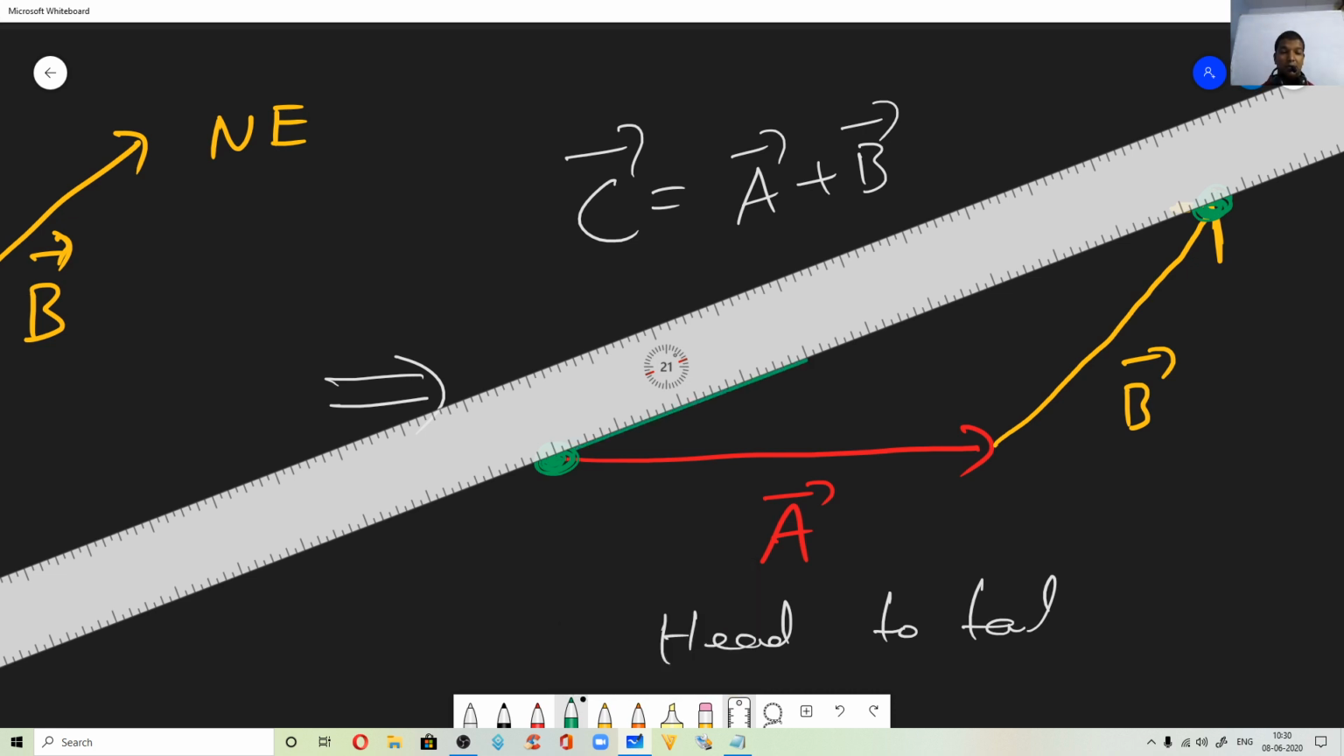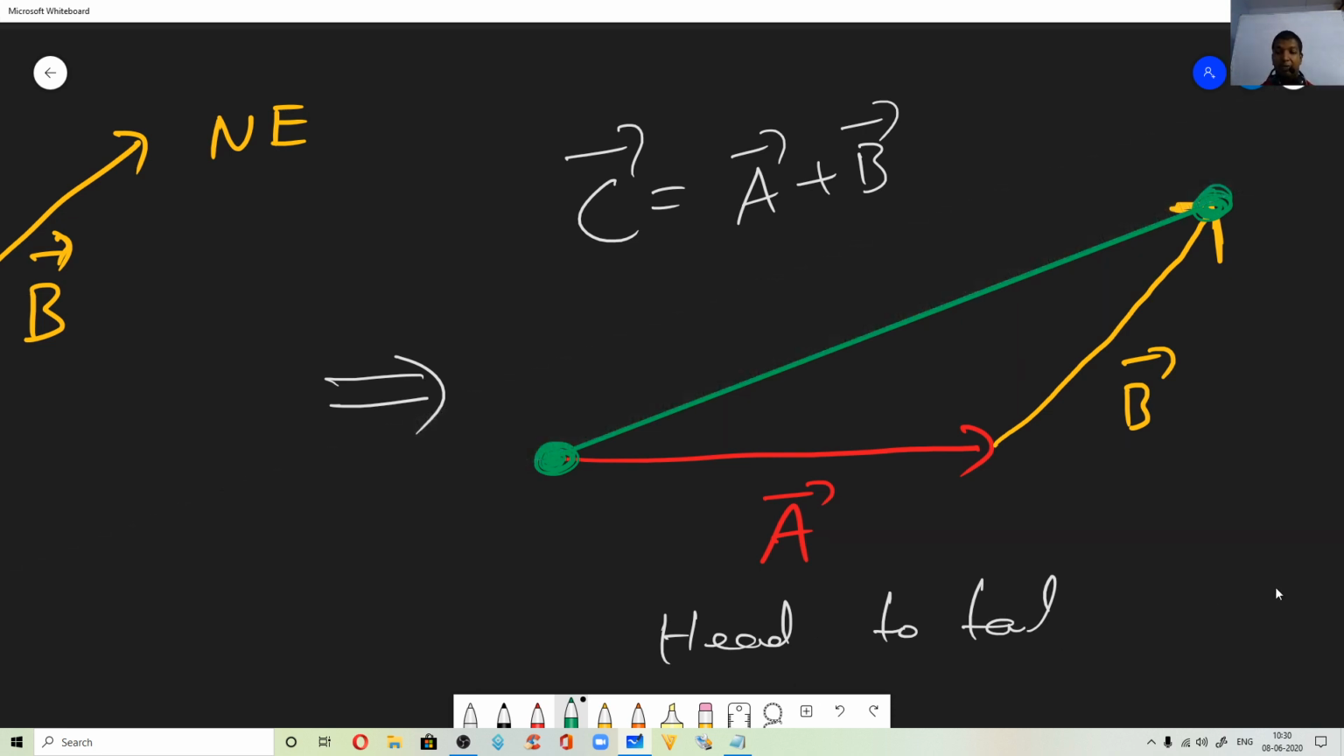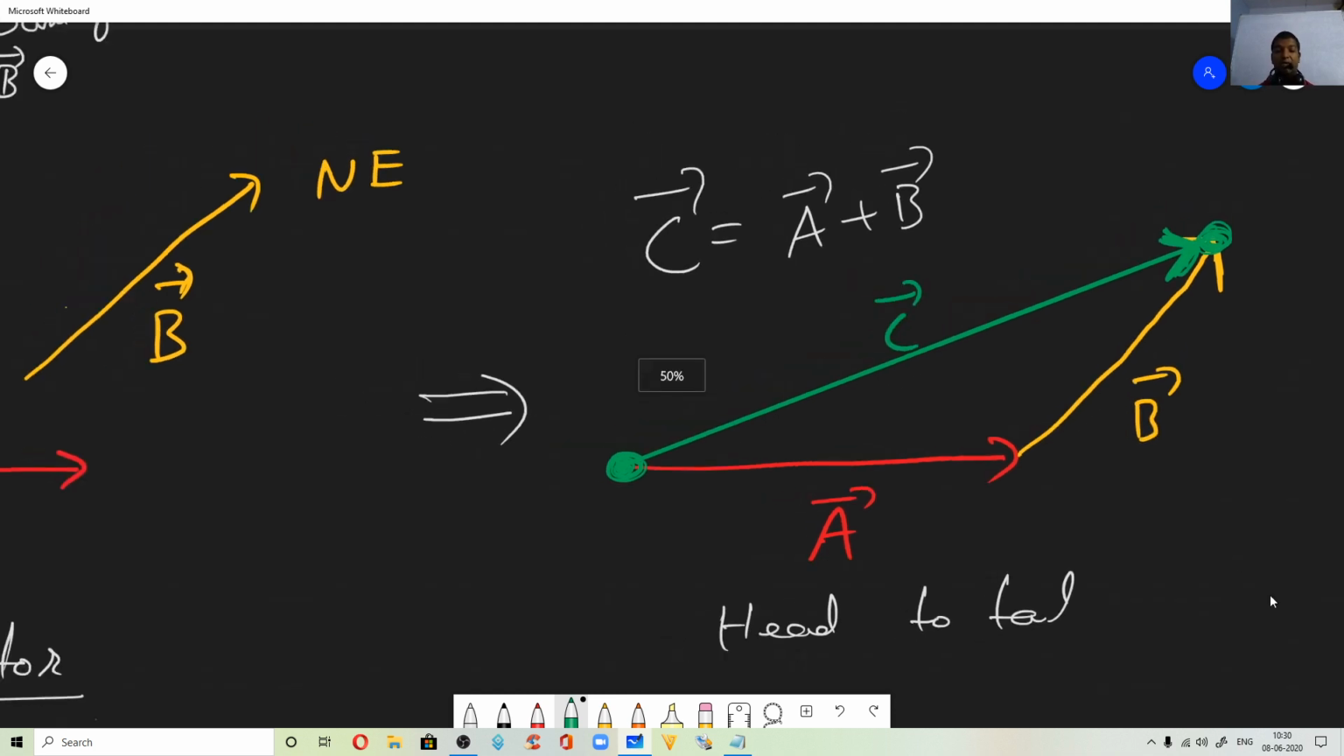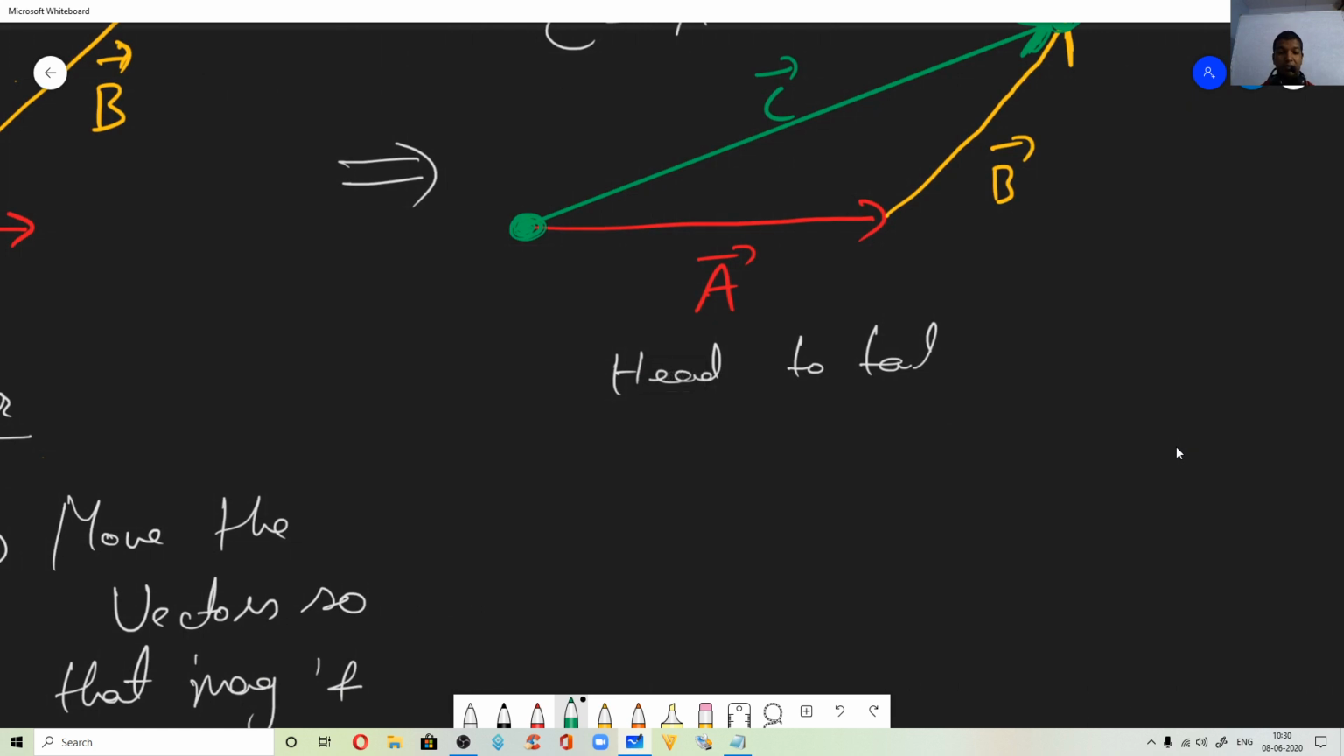Now this line, this arrow, is also a vector again, right? Now this arrow represents vector C. Now you can clearly write vector C is equal to A plus B. What is A? A is red. A plus B, like this. This is what finally it means, right?